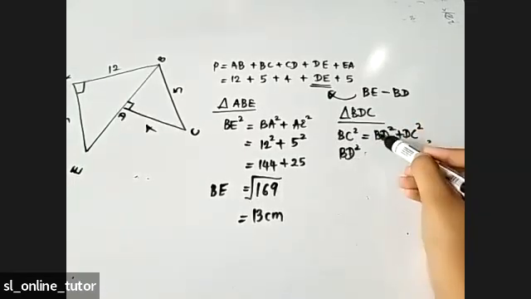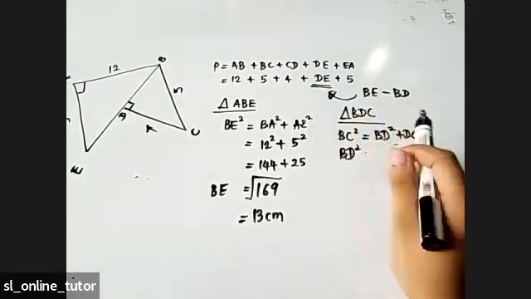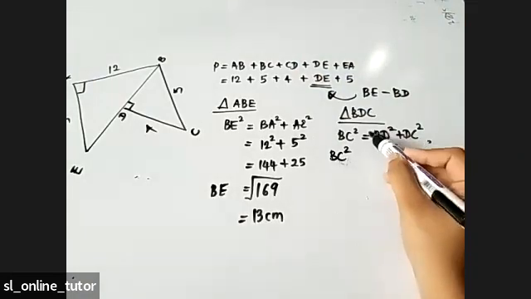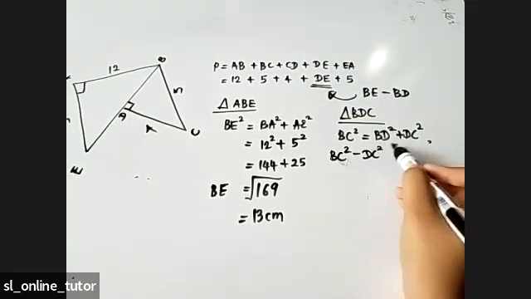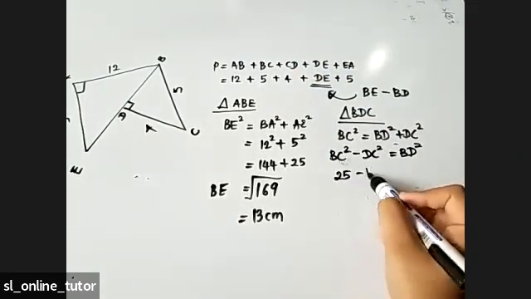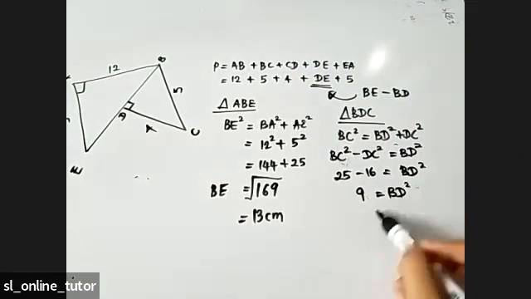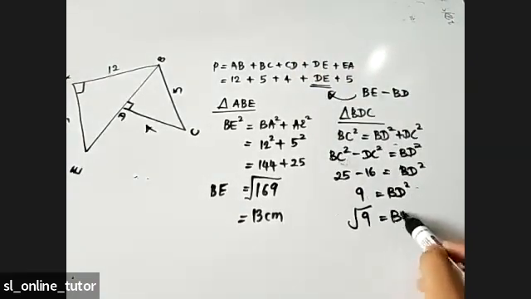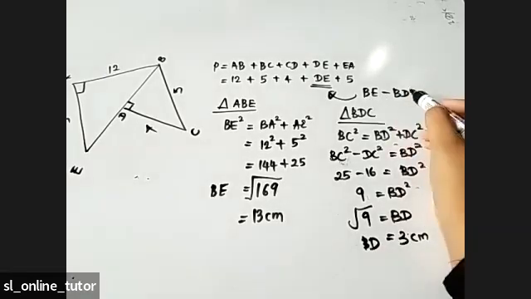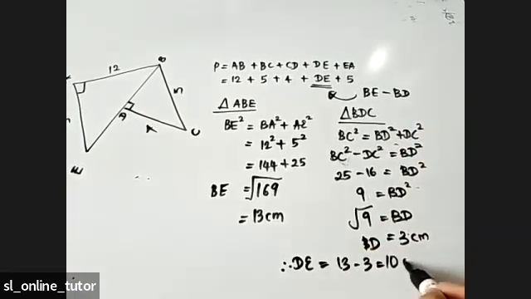The mistake I did is, BD squared, if I take that one to this side, it doesn't become negative. I'm shuffling the side. If you want, I'll do it like this. BC squared here, BD only I'm going to find, let it be positive. This one should be negative. Then what I get, BC squared, that is 25 minus 16 is equal to BD squared. So how much do you get? 9. Now, the square root of 9 is equal to BD, that is 3 centimeter. Now, BE minus BD. Therefore, DE is equal to 13 minus 3, that is 10 centimeter.